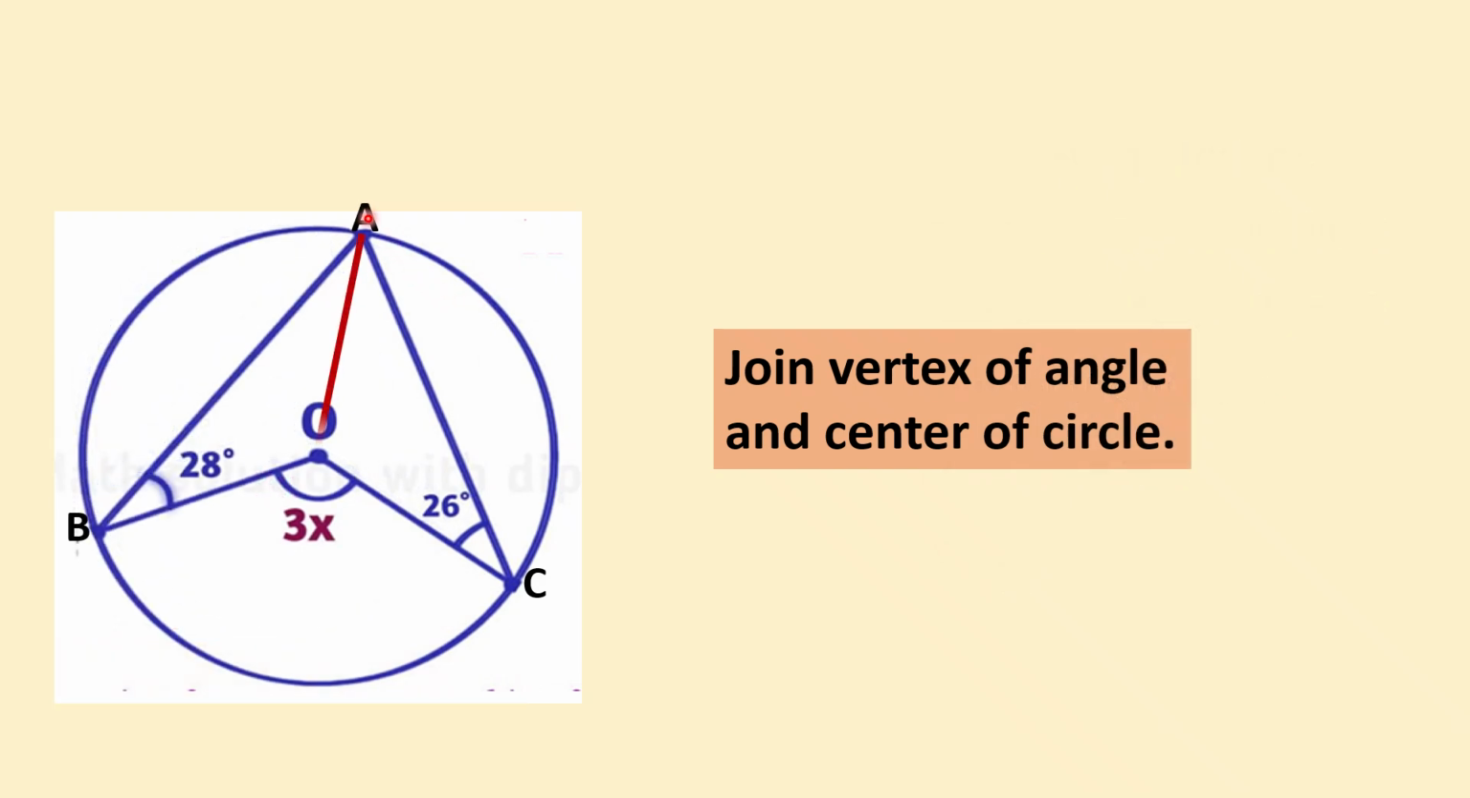Now join A and O. Join vertex A with center O. You can see the animation. We are joining A and O. So join AO, that is the vertex and the center of the circle.